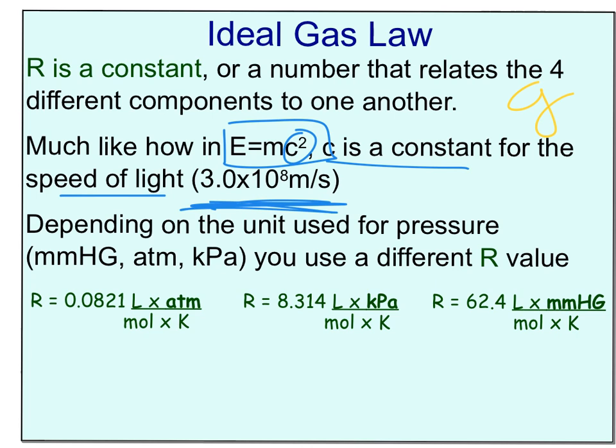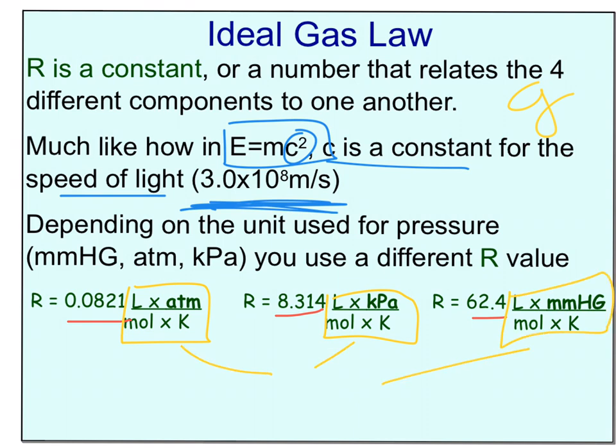So what we have is 3 R values for the different units of pressure that we can use. So R, the constant, can either be 0.0821, or R can be 8.314, or R can be 62.4. And the number that you plug in for R changes based on what unit of pressure is being used. And if you have not already noticed it, you can figure that out by looking at the units after the number. And this is probably the most confusing thing about this, what I just boxed in.